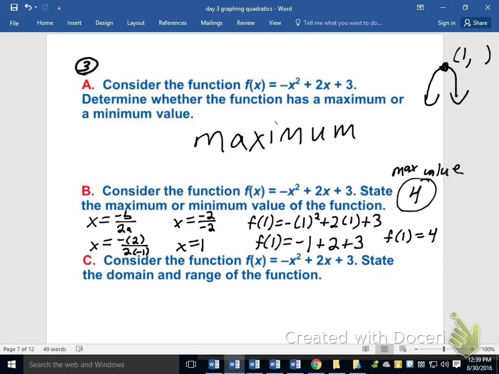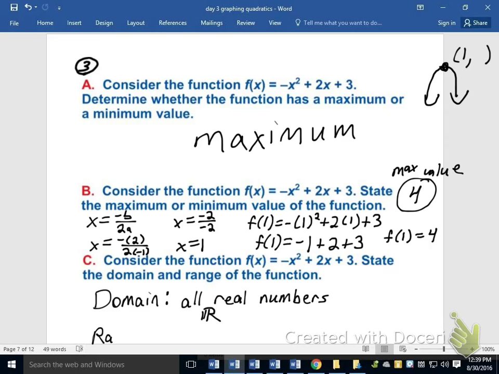Alright, moving on to part C. This is actually going to be really easy. The domain for any quadratic function is going to be all real numbers. Or you could use an abbreviation of this symbol right there, the set of all real numbers.